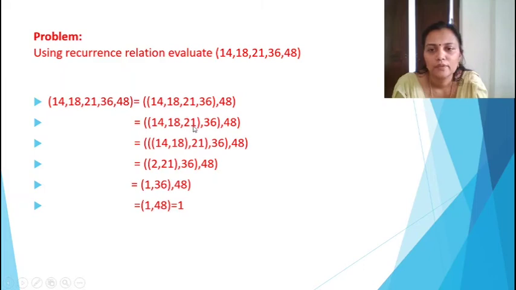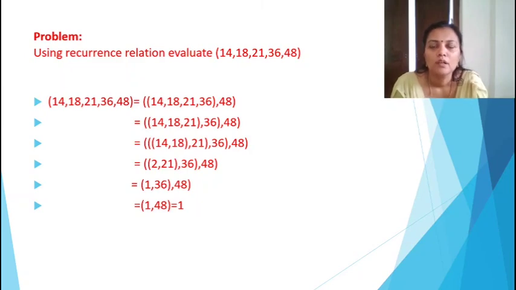Now to find the GCD of 3 numbers, find the GCD of 2 numbers, 14 and 18, and then 21. We know that the GCD of 14 and 18, the common divisor, is 2. Now take 2 and 21. The common divisor of 2 and 21 is 1. Now GCD of 1 and 36 is again 1 and GCD of 1 and 48 is 1. So the answer is the GCD of these 5 numbers is 1.